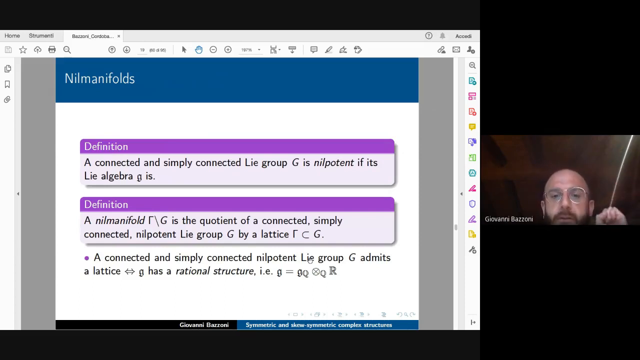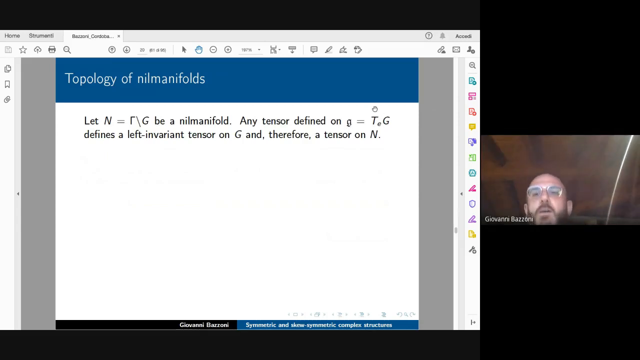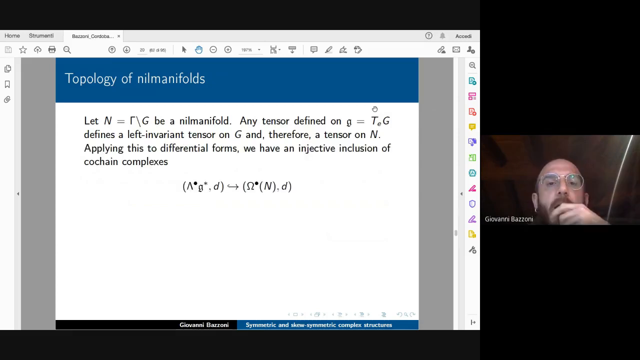This is due to Malcev, this proposition that I'm quoting here. So suppose you have a nilmanifold. You think of the Lie algebra g as the tangent space at the identity element of the Lie group. And whenever you have a tensor defined on g, then you have a left invariant tensor on the Lie group. And since you quotient on the left by a lattice to obtain a nilmanifold, then you have tensors on N. And for example, we can apply this to differential forms.